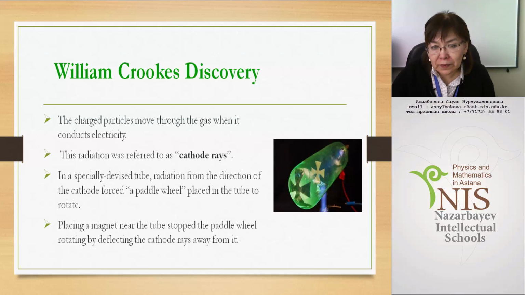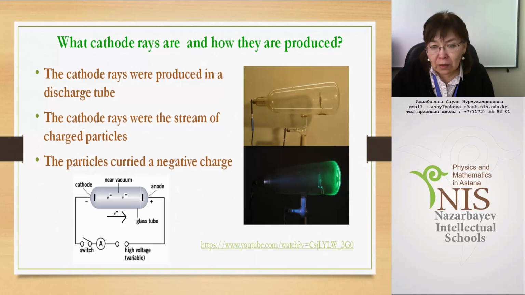What did he find? He understood that charged particles move through the gas when it conducts electricity. He called them cathode rays, and when we take another tube, which nowadays is called the Maltese cross tube, we can see how this ray can even rotate the paddle wheel placed there. But if you place a magnet near the wheel again, it cannot be rotated. Let's look at our movie.